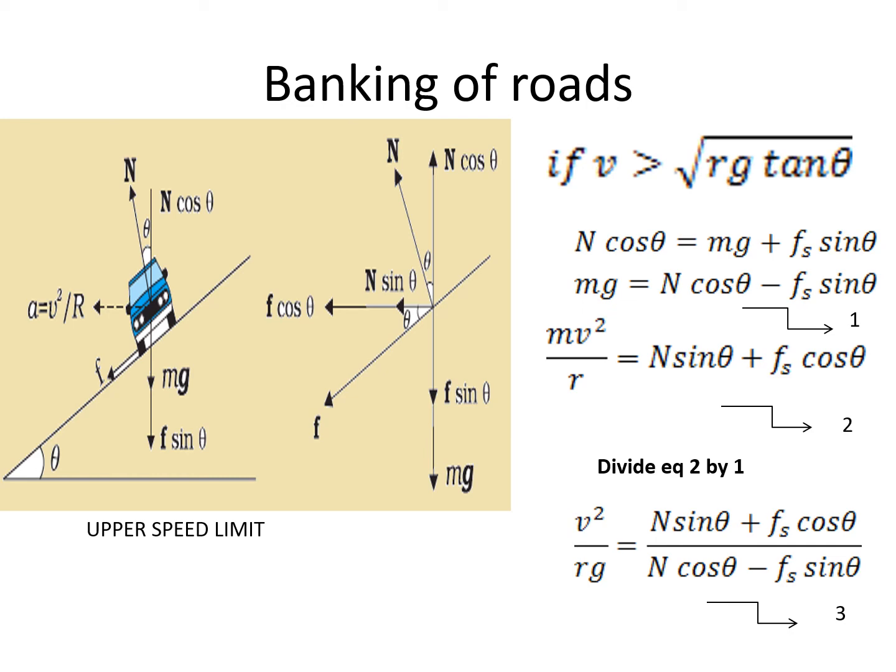The second equation can be written for the necessary centripetal force that is generated: mv square upon r is equal to n sin theta plus fs cos theta. So if you divide equation 2 by equation 1, the mass of the vehicle gets cancelled. V square upon Rg is equal to n sin theta plus fs cos theta upon n cos theta minus fs sin theta.